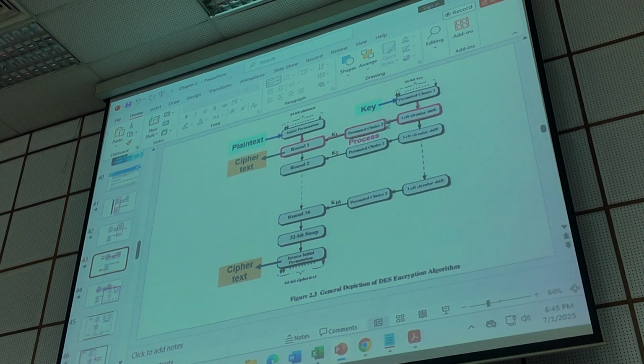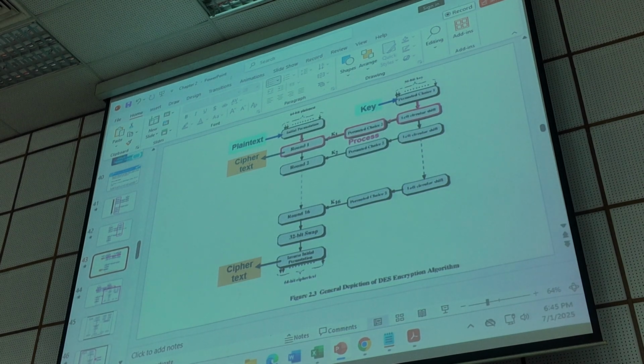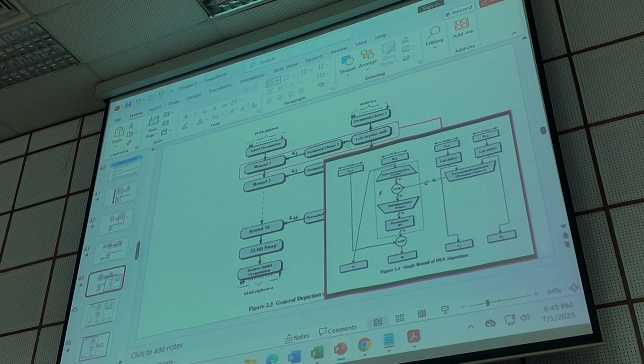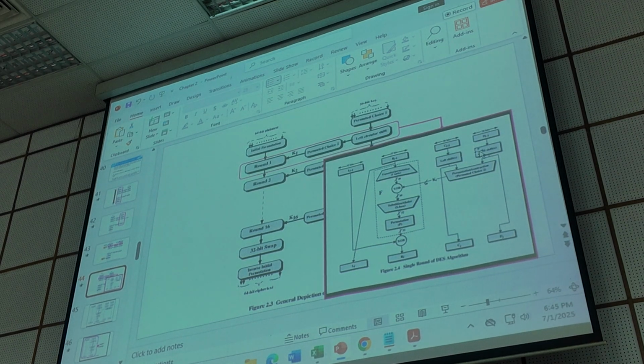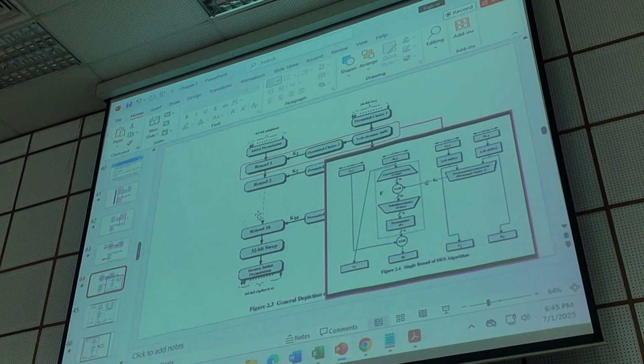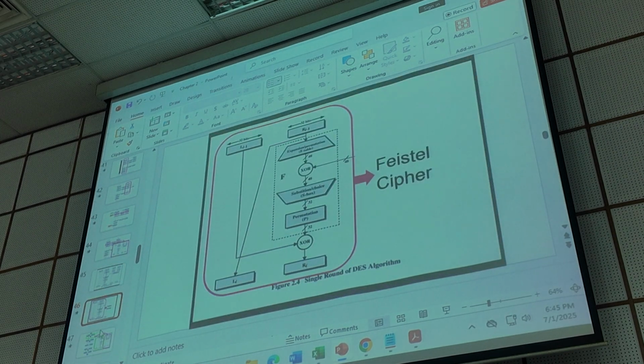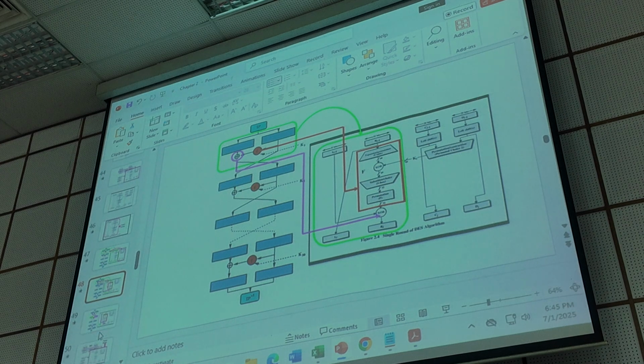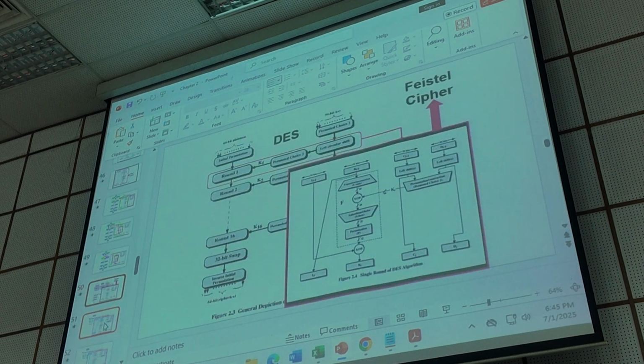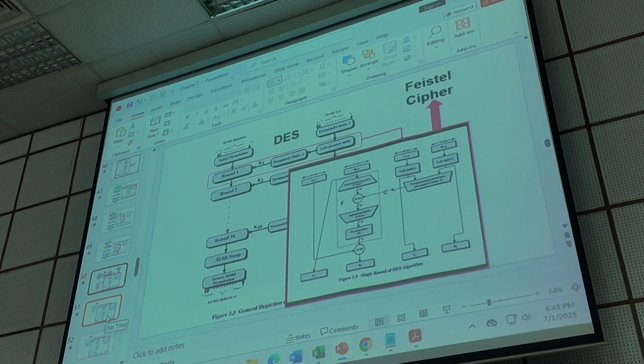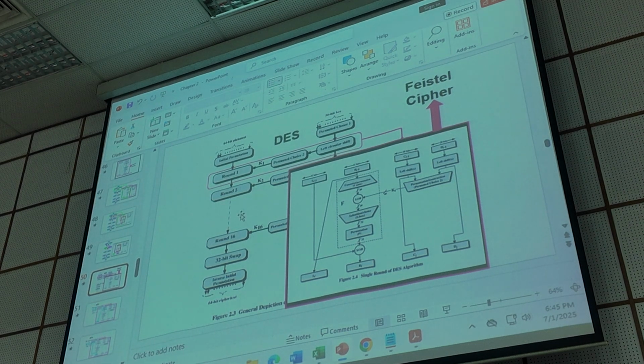You can see every round will produce a ciphertext. From the plain text, round 1 produces the ciphertext. The ciphertext will go through the second round, third round, and so on. So every round, this is the process as I explained just now. The key comes in, goes through the permutation, shift, and so on. So this is known as the Feistel cipher structure.